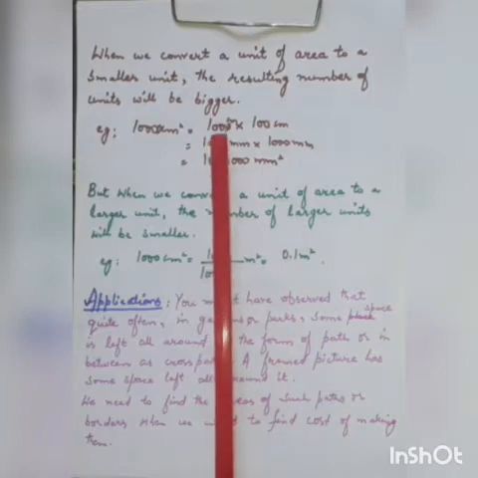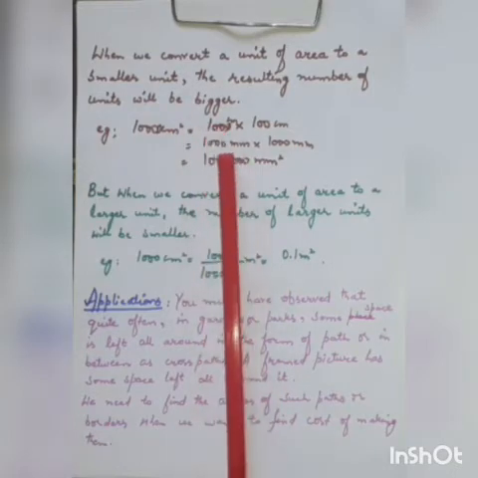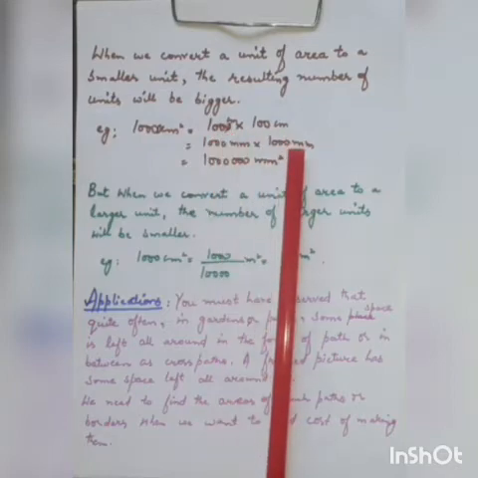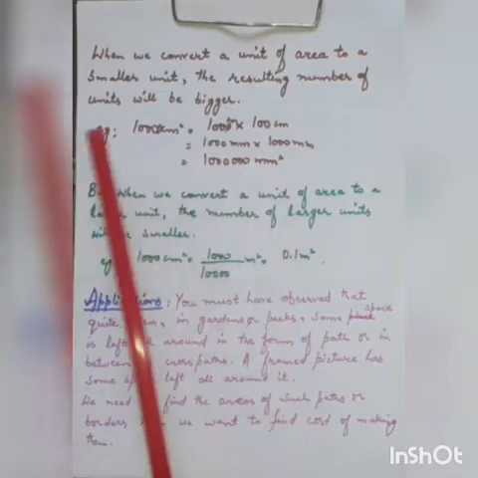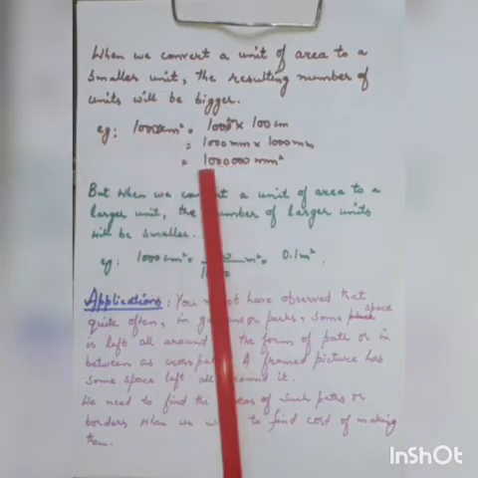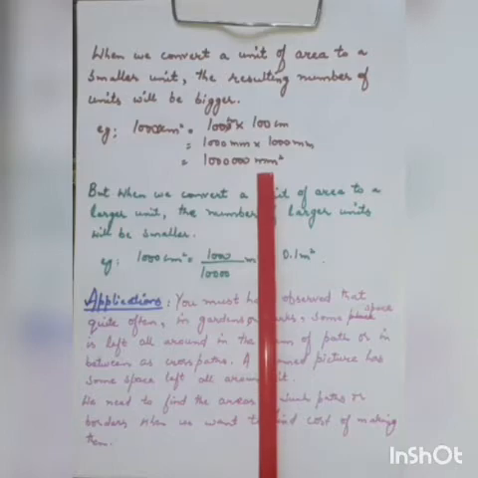Now we know that 1 centimeter is 10 mm, so 100 centimeters is 1000 mm, so 1000 mm into 1000 mm, so that is 10 lakh millimeter square. So this 10,000 centimeter square is equal to 10 lakh millimeter square.